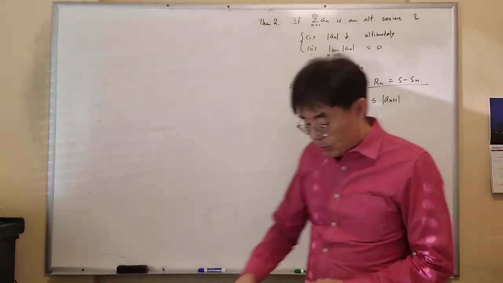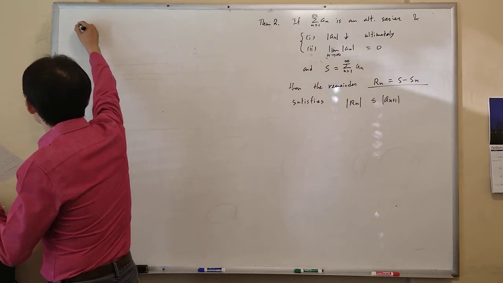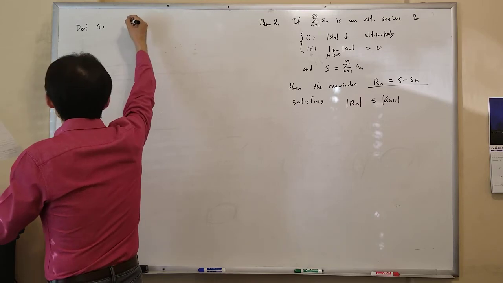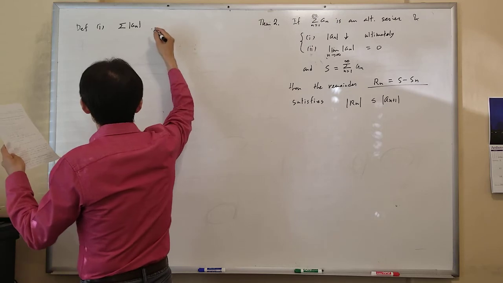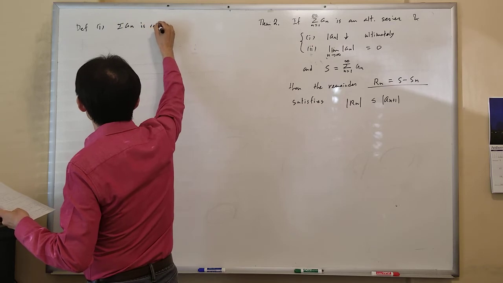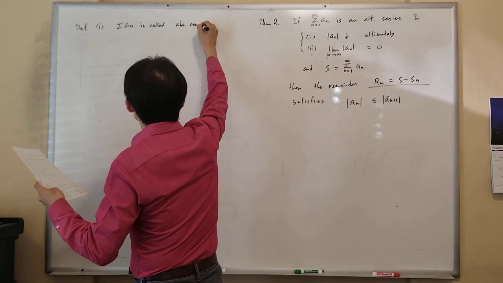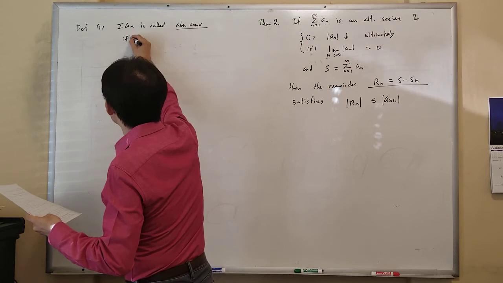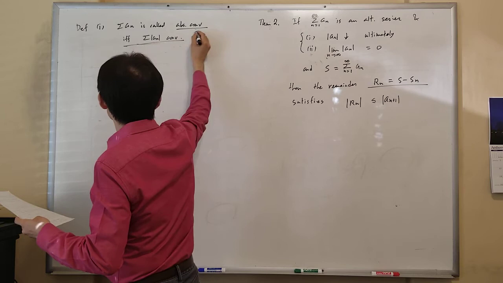So first of all, I'm going to introduce the definition of words. So first, if the absolute value series converges, this is called absolutely convergent. Absolutely convergent if and only if the absolute value series converges. Okay? Then we call it absolutely convergent.